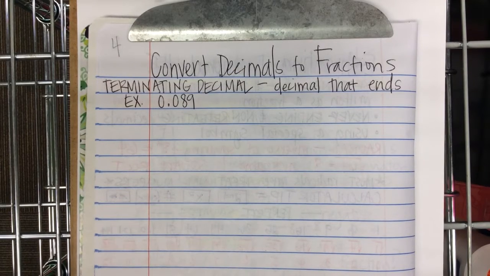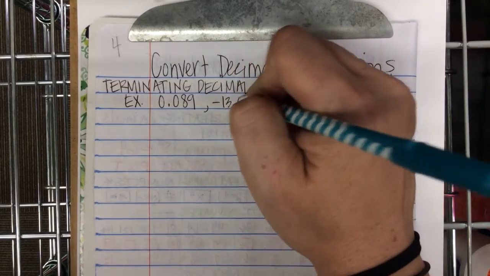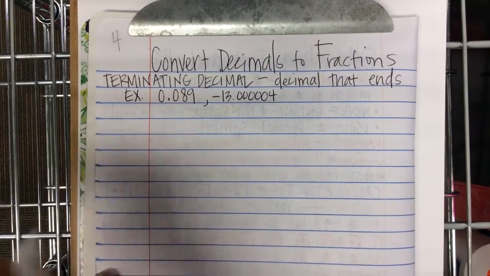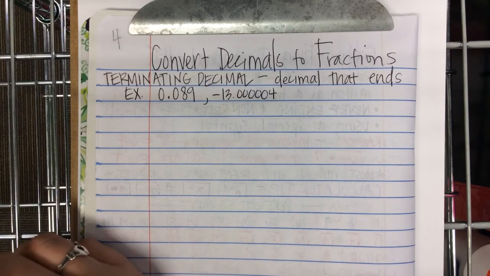It came to a stop, it ended. Negative 13.000004. It stops. And it's "and," not "point." Thank you, Refugio.